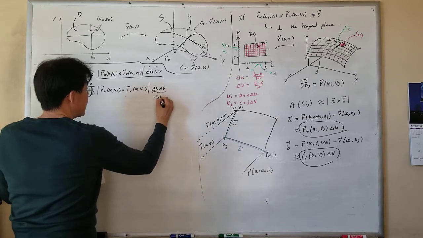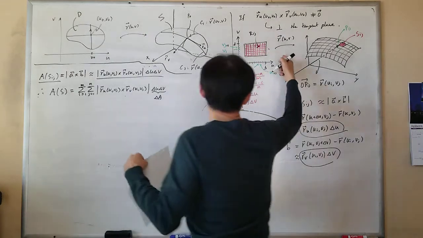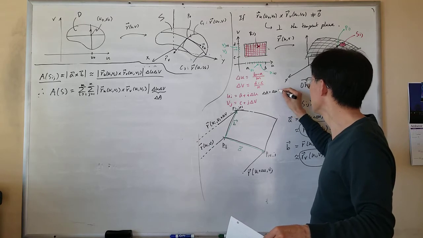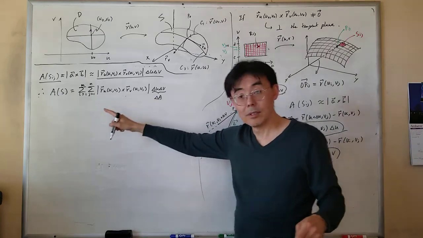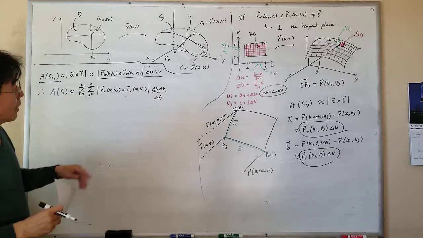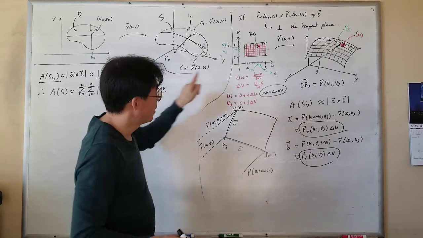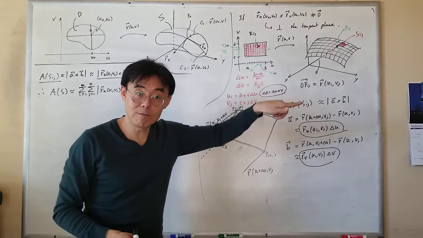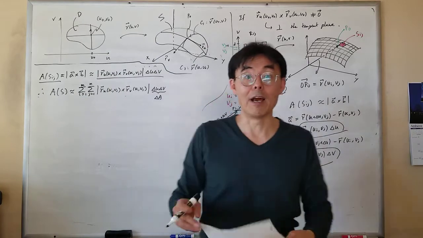Which is delta A, area elements. Here, delta A is delta U, delta V. So this is a double Riemann sum, right? This is approximated by this. Now, the smaller the delta U and delta V, the better the approximation. If this goes to 0, which means if m and n go to infinity, this approximate value will get closer and closer to the true value.